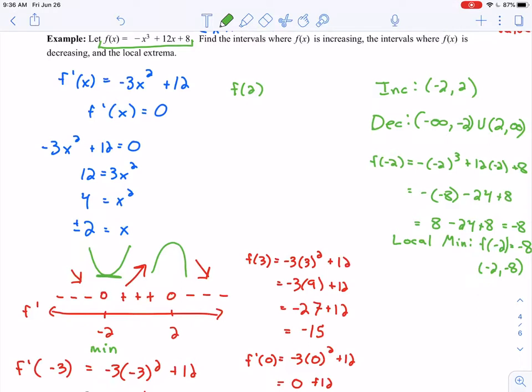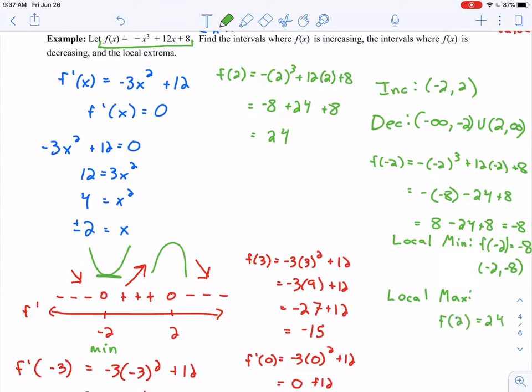So f of positive 2, I'll have the opposite of 2 to the third. And actually, let me give myself a little bit more room. I have the opposite of 2 to the third plus 12 times 2 plus 8. So I've got negative 8 plus 24 plus 8. Here I should end up with a positive 24. So I've got a local maximum at f of positive 2 equals positive 24. Or again, if you wanted to give the ordered pair 2 comma 24, I think that's perfectly fine as well.